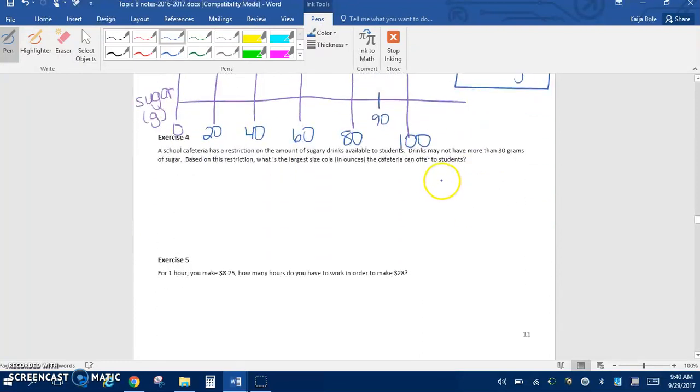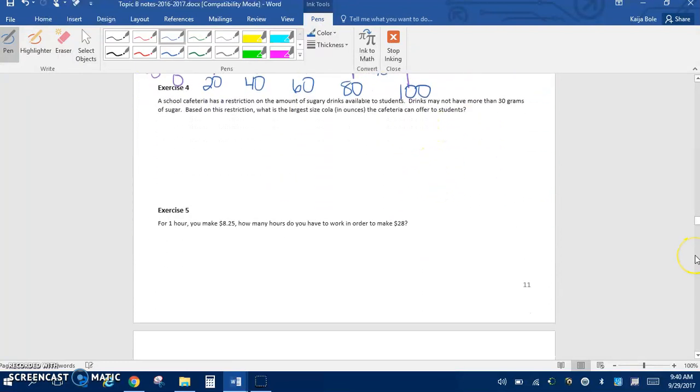We're going to look at number 4 now. It says the school cafeteria has a restriction on the amount of sugary drinks available to students. Drinks may not have more than 30 grams of sugar. Based on this restriction, what is the largest size cola in ounces the cafeteria can offer? We are using the same example as above. We're going to draw our double number line, and our labels, again, are cola in ounces and sugar in grams.